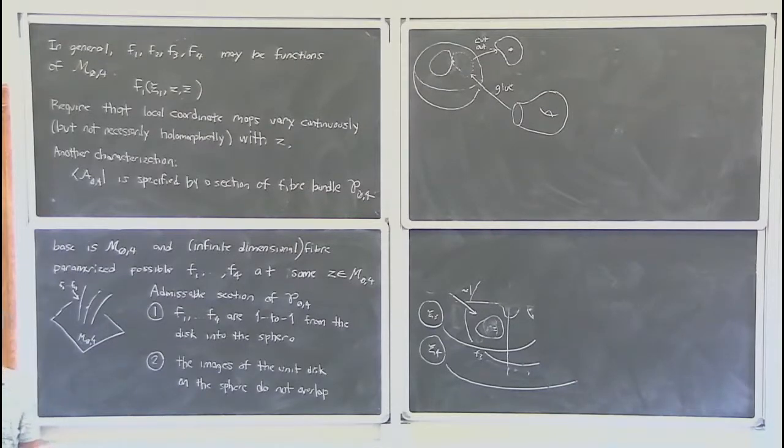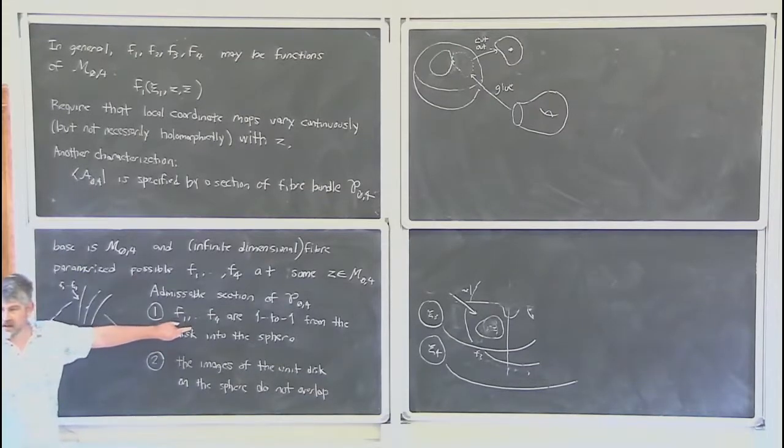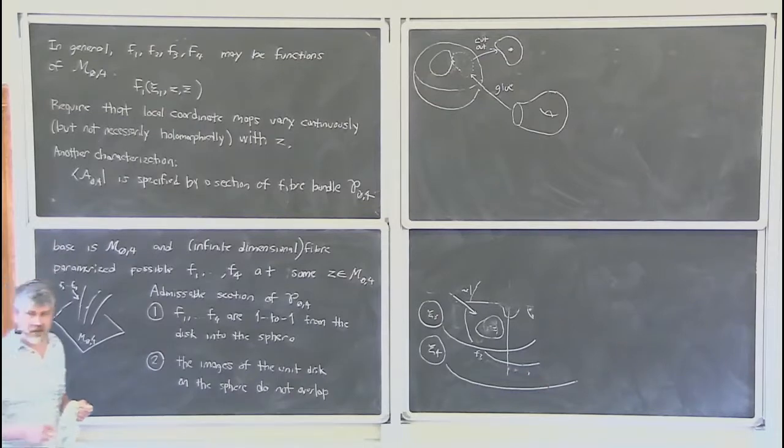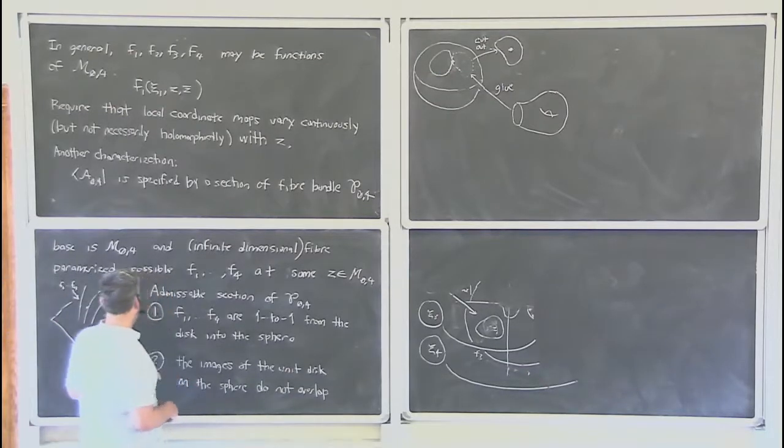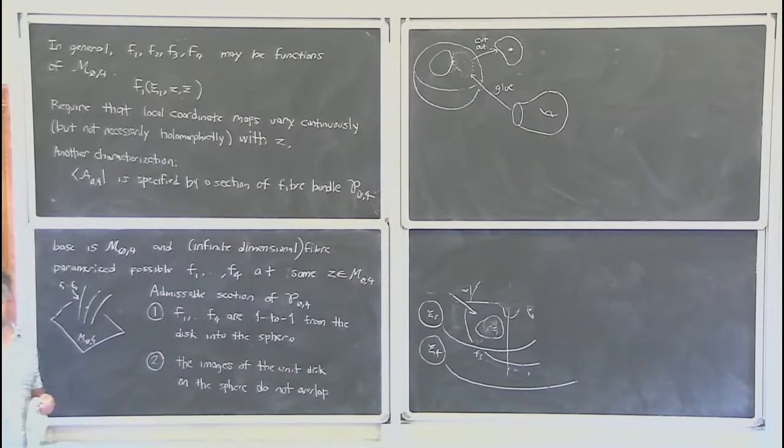If you require that these maps are one-to-one, then there should be no problem. Up to maybe if you worry about the boundary of the disk, which I'm not worrying about too much, but the disks shouldn't overlap with themselves. So two points on the disk should map to two points on the sphere and in reverse.